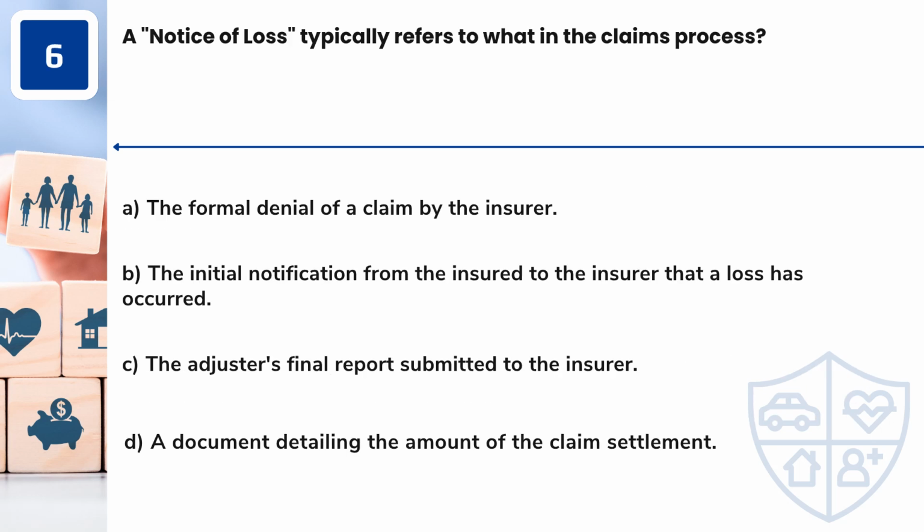Question 6. A notice of loss typically refers to what in the claims process? A. The formal denial of a claim by the insurer. B. The initial notification from the insured to the insurer that a loss has occurred. C. The adjuster's final report submitted to the insurer. D. A document detailing the amount of the claim settlement.